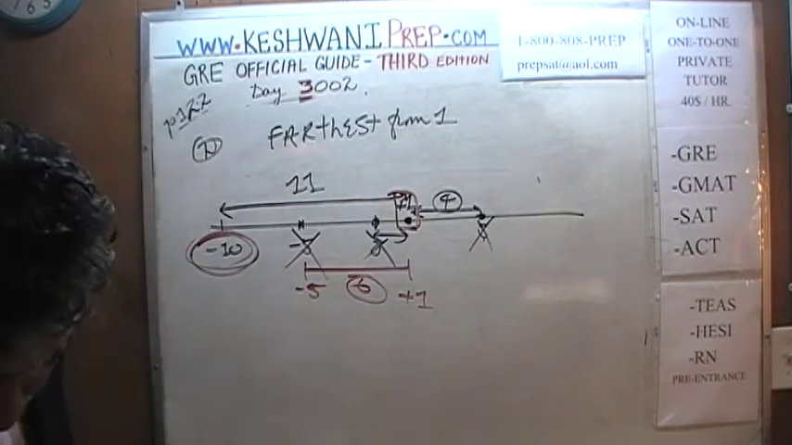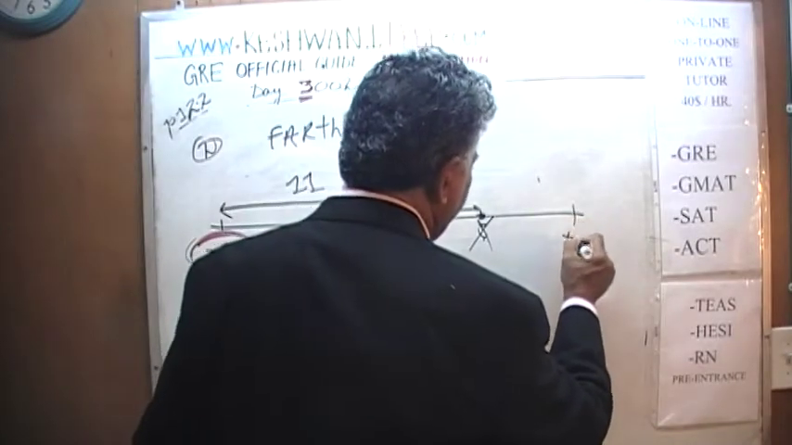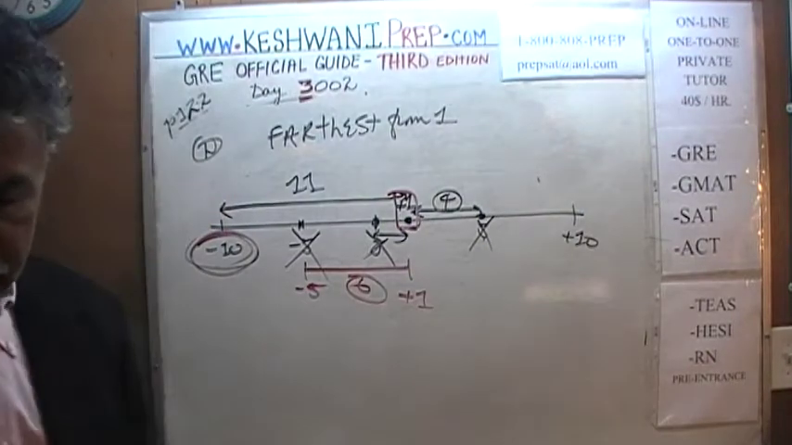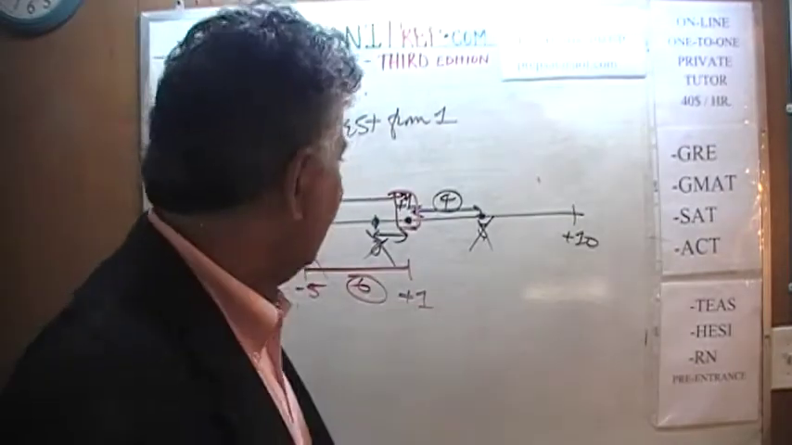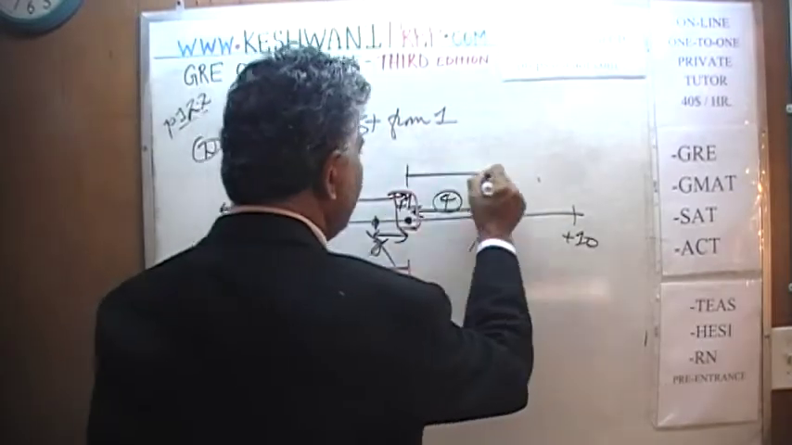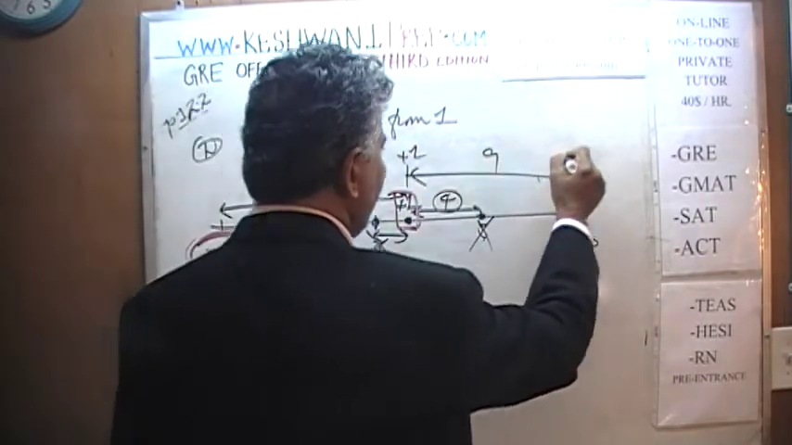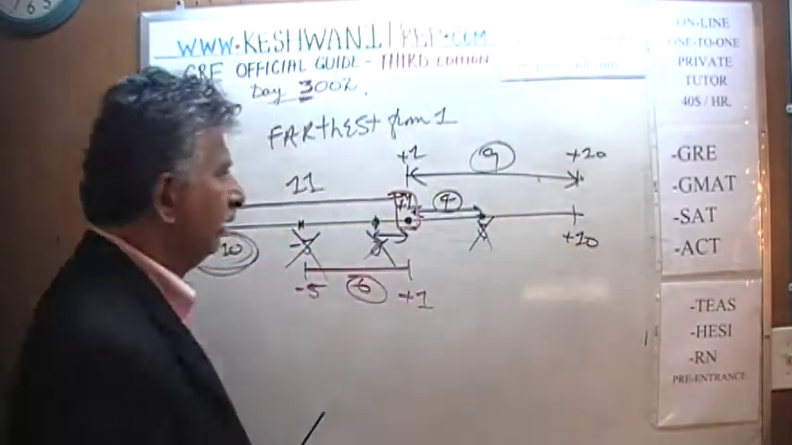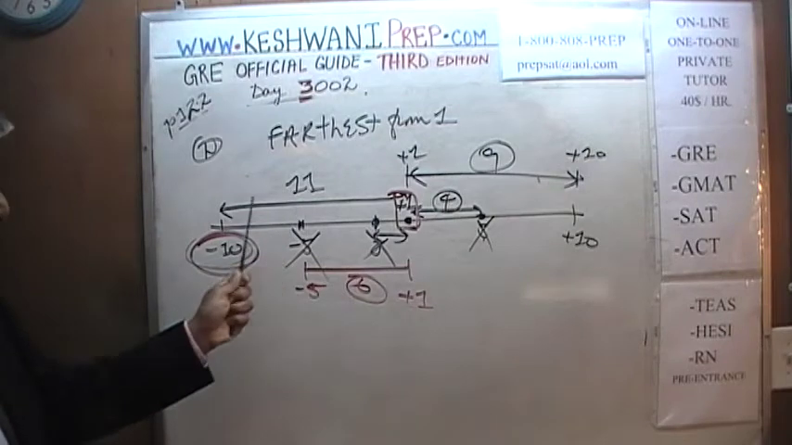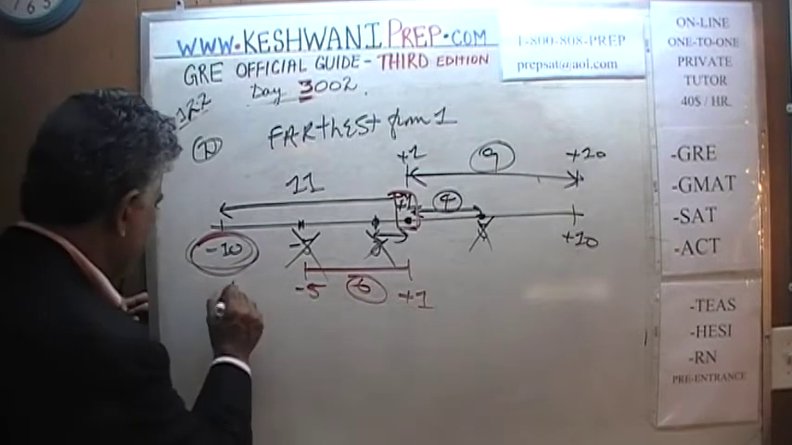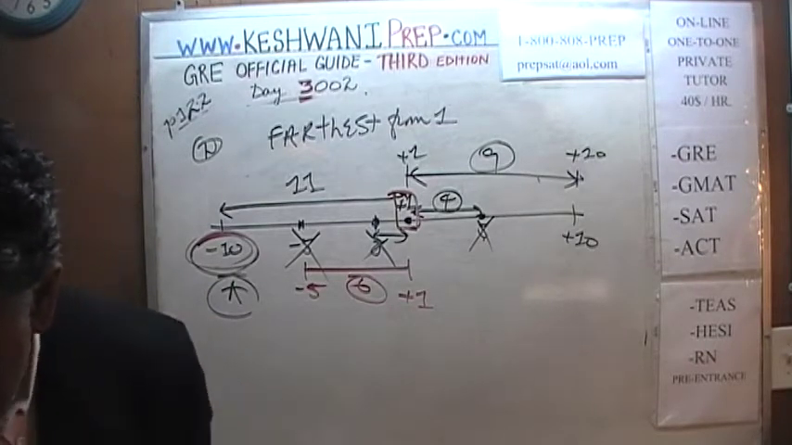Let's keep on going. That was 5, and then we have 10. Now some people in their rush might not realize that just because positive 10 is the biggest number there, it is not the one that is farthest away from 1, because 10 from 1 is only 9 units away. From positive 1 to negative 10, it's a distance of 11 units. The answer is negative 10. The winner is A. Let's move on to the next problem.